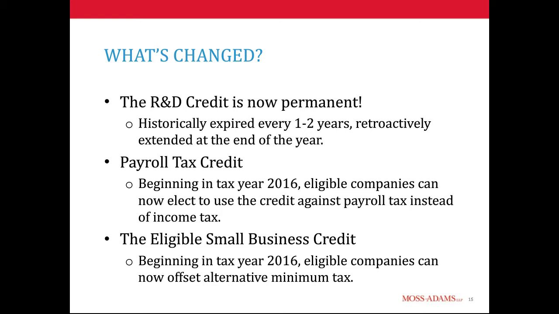In addition to it being permanent, the 2 items that were added were the payroll tax credit and the eligible small business credit, both taking effect in 2016. However, the payroll tax credit is elected in 2016, and then actually you receive benefit in 2017 after you file your 2016 return.